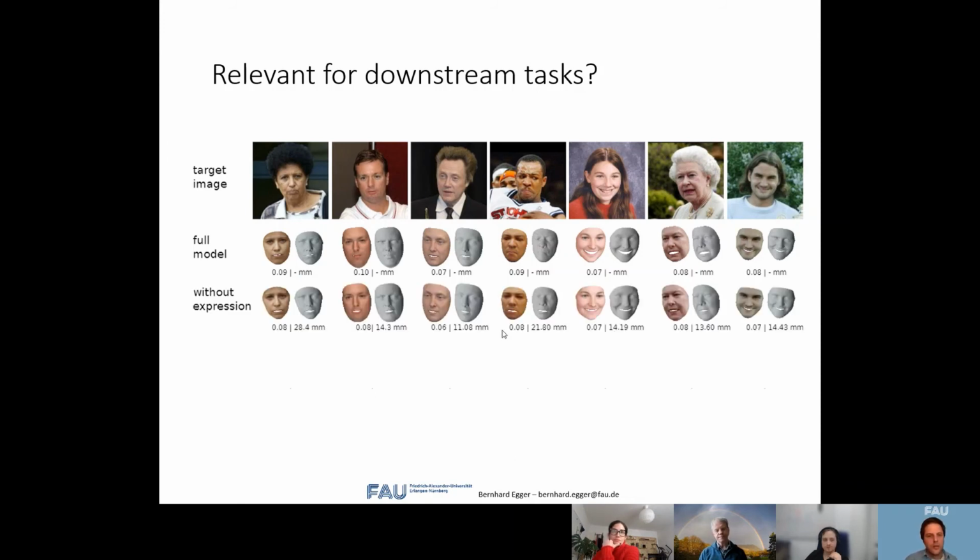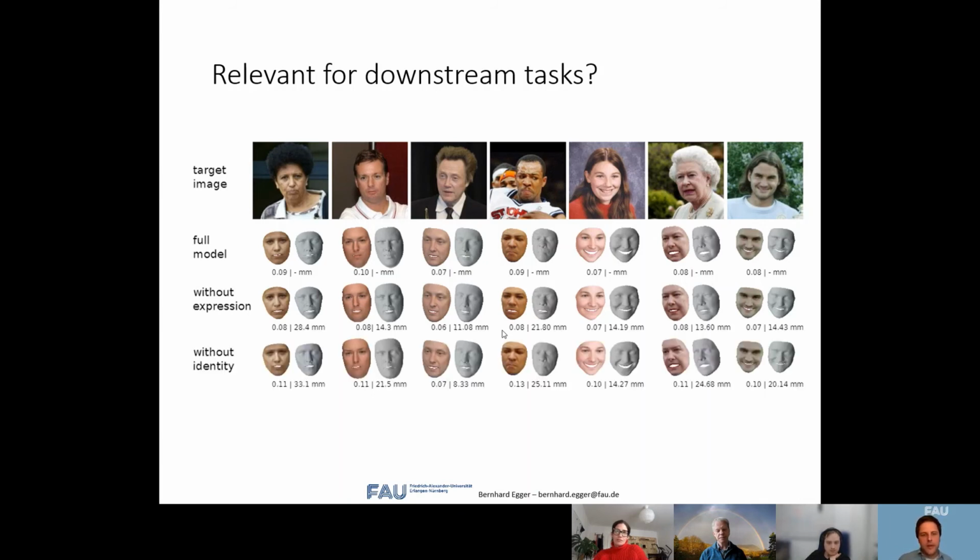We then do the reconstruction with solely the identity model. And you can see that now we have a reconstruction error, but visually those reconstructions look very, very similar. And we also did the reconstruction with solely the expression model, and you can again observe that the reconstructions are very, very similar.